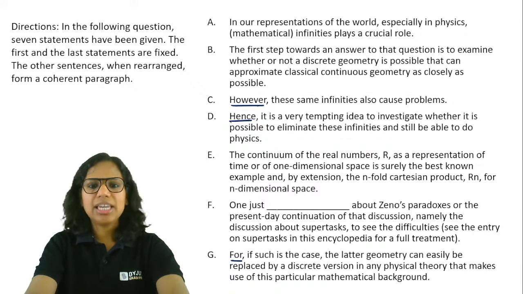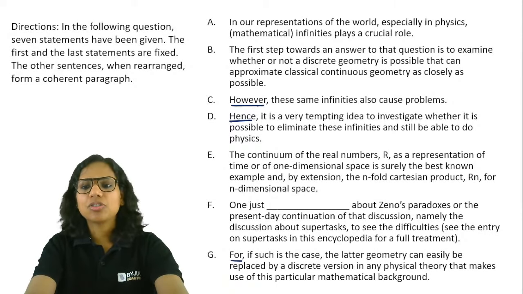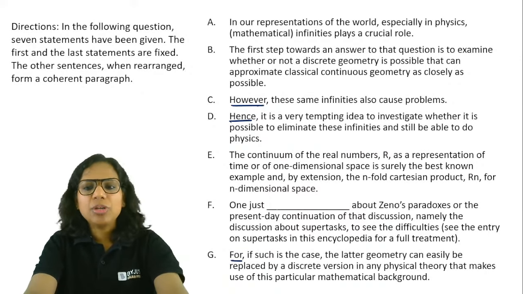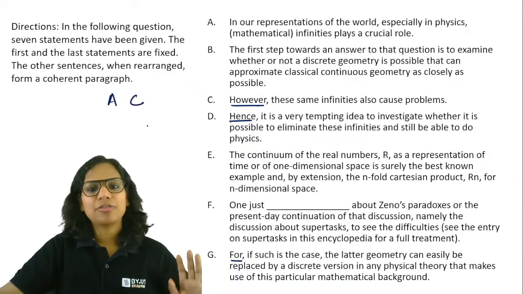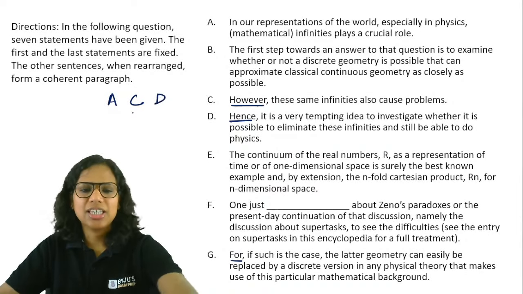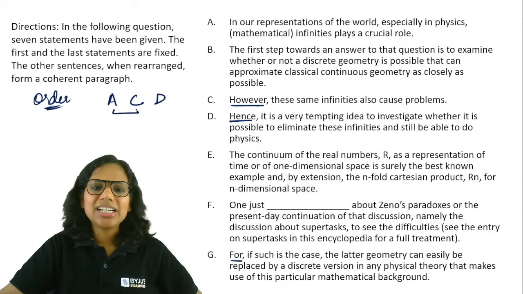Okay, I used to think A and C are mandatory, in our representations of the world, especially in physics. Then C and D are mandatory. I understand the basis on which you are saying AC is mandatory, C and D is mandatory. But never be in a hurry to make mandatory pairs. Why? Because I agree that C should come after it. I also agree on the fact that D should come after C. So yes, this is an order. But are A and C mandatory?